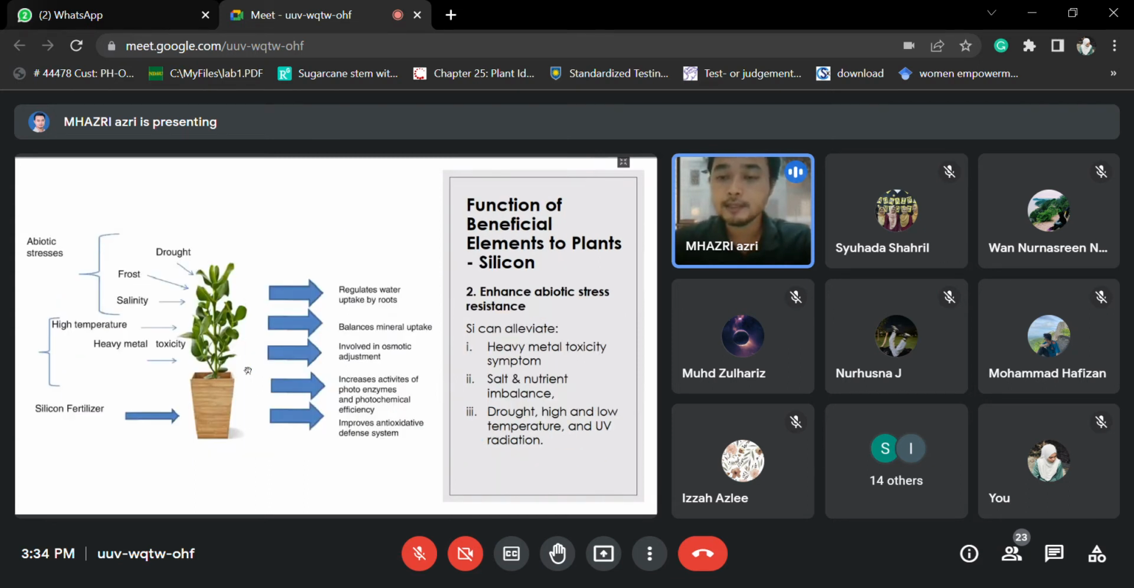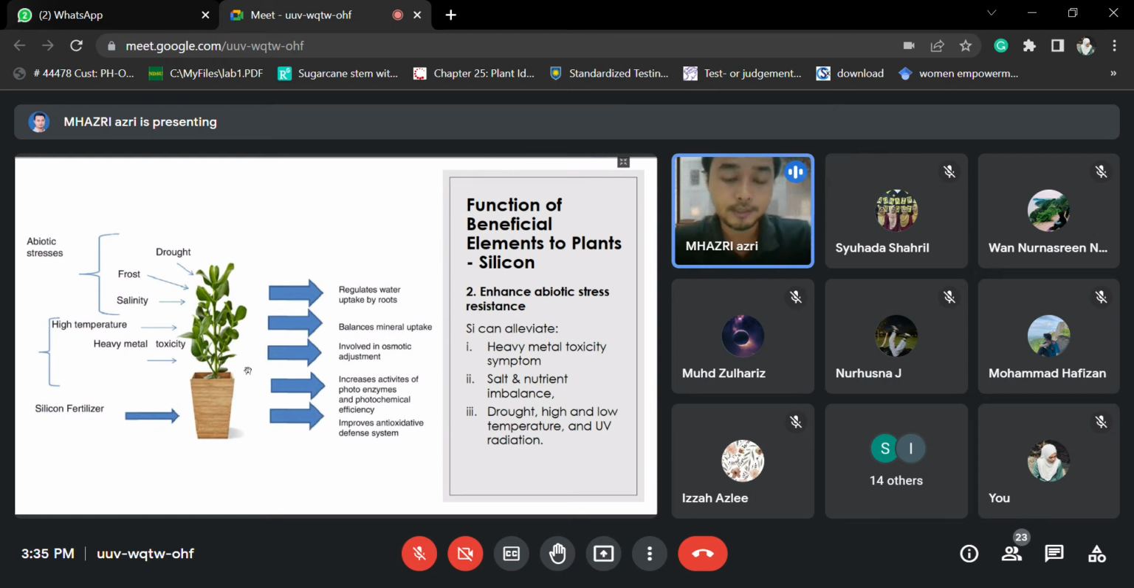Silicon also can alleviate or decrease heavy metal toxicity symptoms. Okay, this is especially dekat pokok padi tadilah, pokok-pokok poaceae ataupun gramineous plant. Okay. So macam mana silicon can alleviate heavy metal toxicity symptoms in plant? Okay. There are different type of soil available, especially dekat mana-mana lah, dekat negara kita pun ada berbagai-bagai jenis tanah. Salah satu jenis tanah yang ada dekat negara kita adalah kita panggil acid sulfate soil. Okay.